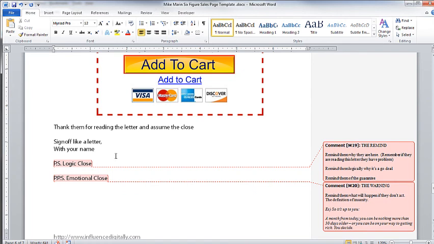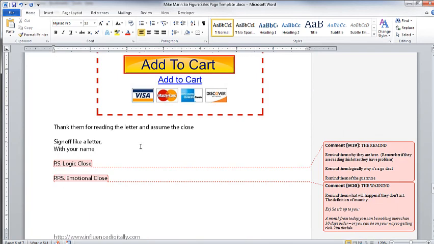Just say, like I like to say, thanks so much for reading this letter. I really enjoyed writing it. Hope you enjoyed reading it. And look forward to catching you inside of the members area. Or, thanks so much for your time. I know it's valuable. Thanks for reading this letter. And really hope to see you inside the members area. Sign off, Mike Marin, best, Mike Marin.